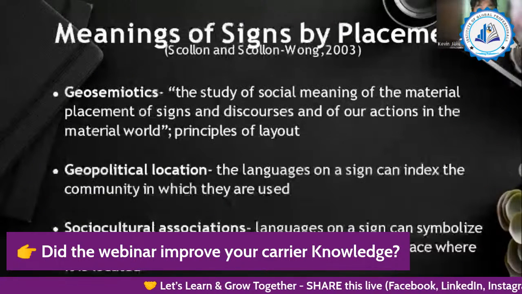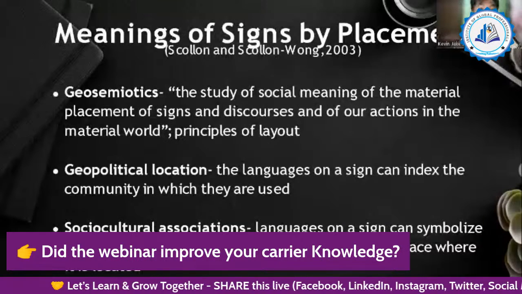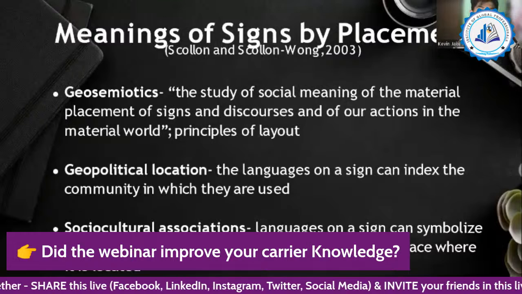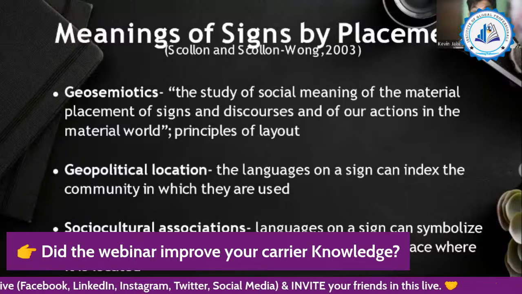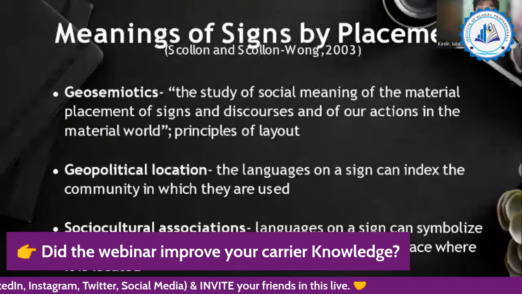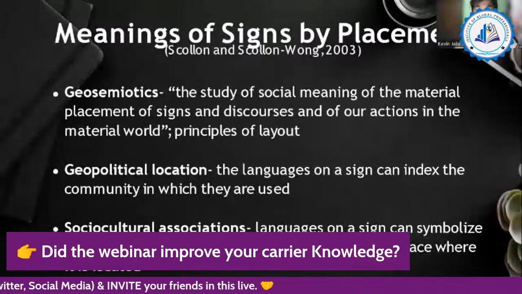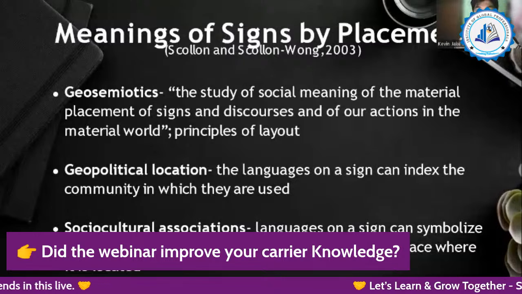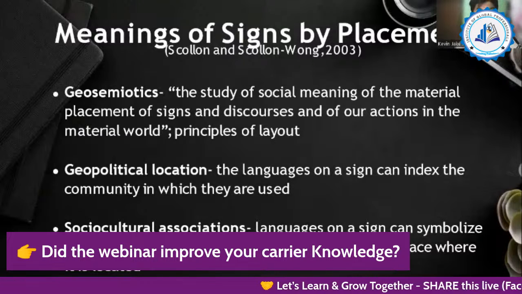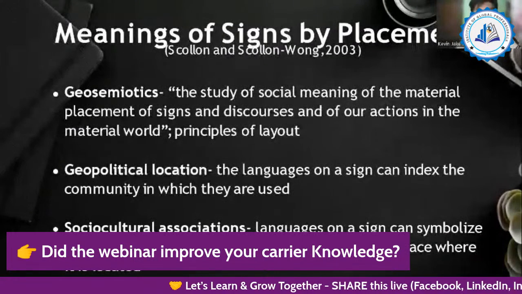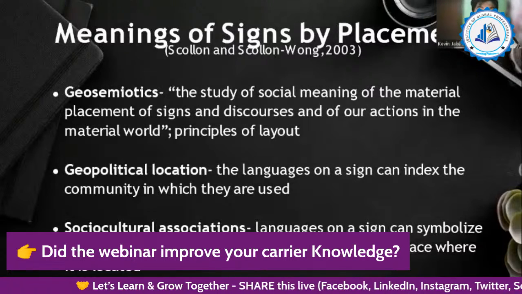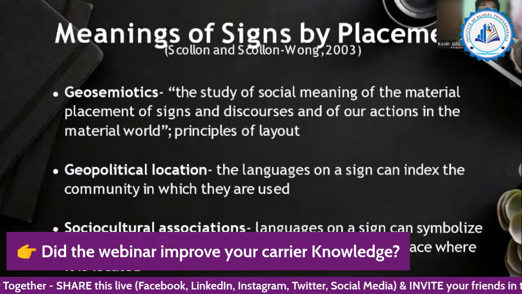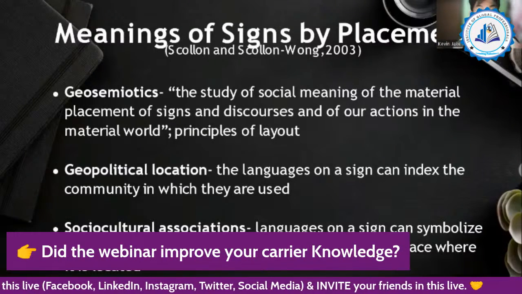We also have the meanings of signs by placing. So there is an idea given by Scollon and Scollon Wong back in 2003, the idea of geosemiotics. Now, when you say geosemiotics, it is the study of social meaning of the material placement of signs and discourses and of actions in the material world. Okay, so meaning to say, it's going to be on the principles of layout.